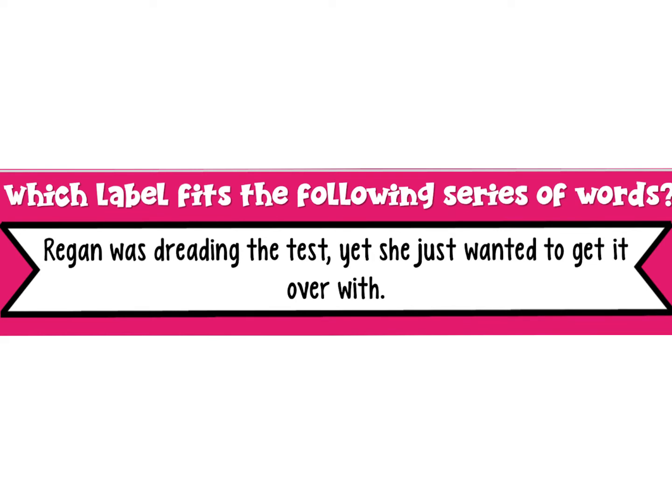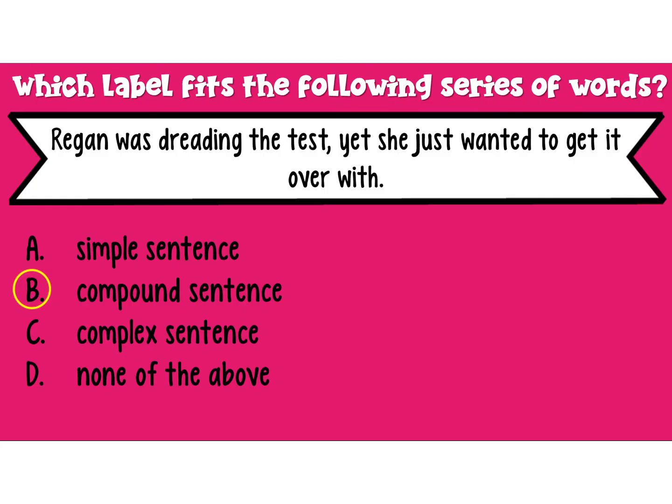Okay, let's practice again. Regan was dreading the test, yet she just wanted to get it over with. You look at this one and decide if it's simple, compound with your coordinating conjunction, complex with your subordinating conjunction, or none of those. I'll give you a couple minutes to think. If you picked compound sentence, you were correct. You see, we have a coordinating conjunction, yet, connecting two independent clauses.